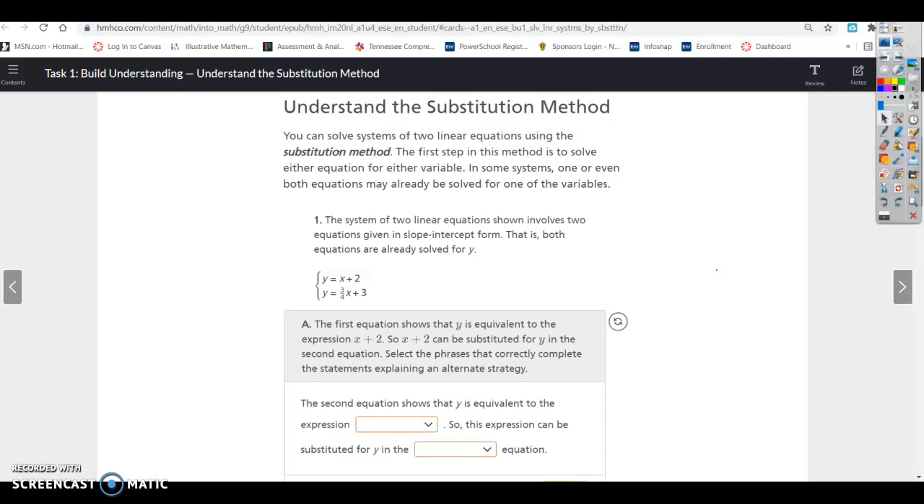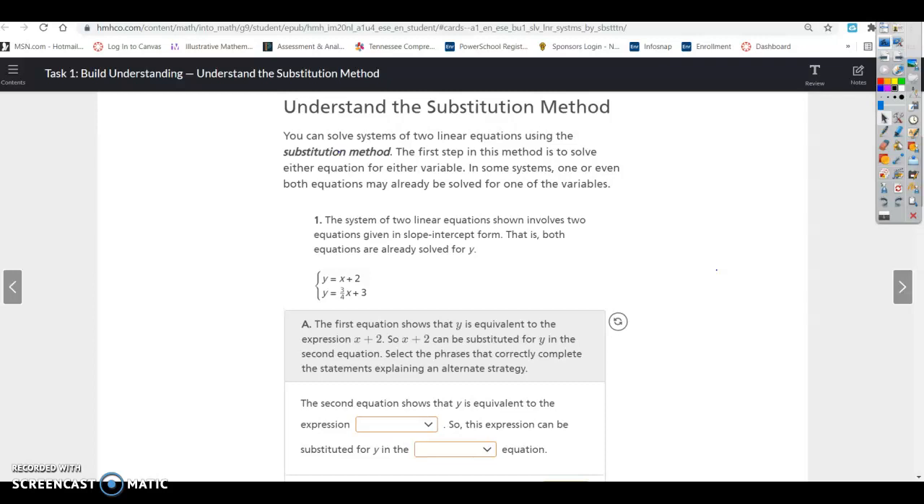We're going to start with task 1, and we're looking at understanding the substitution method. If you remember, we are looking at systems of equations. A system of linear equations just means two or more linear equations. And remember, a linear equation is just an equation of a line. It says you can solve systems of two linear equations using the substitution method.